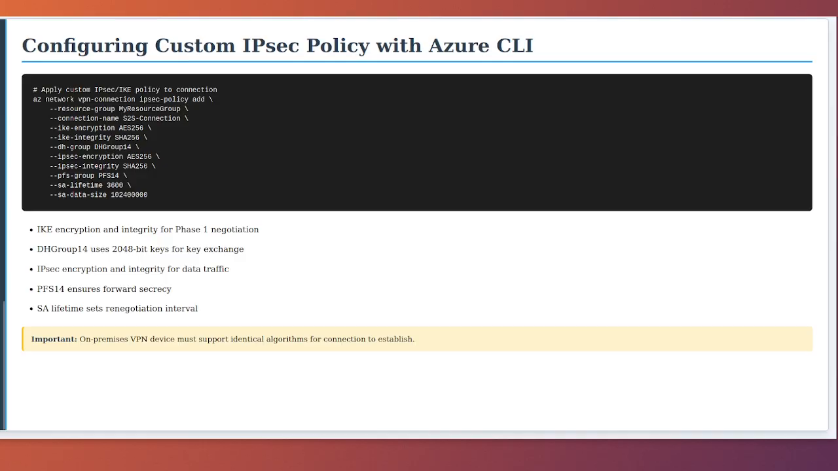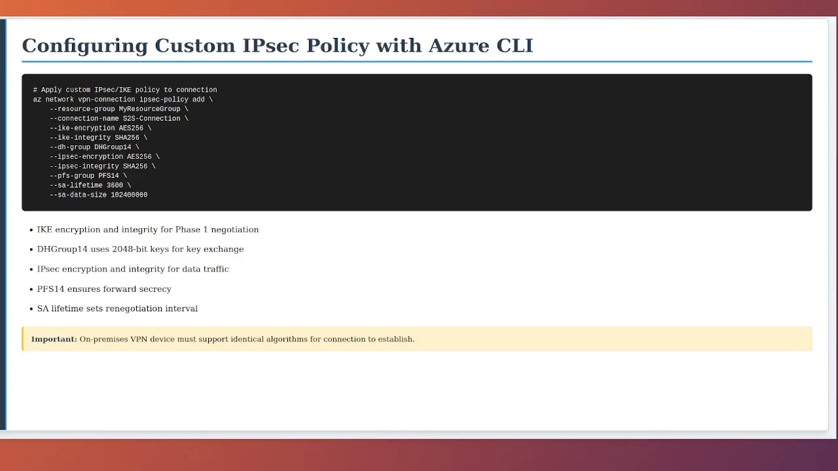After applying this custom policy, you must configure your on-premises VPN device with identical parameters. The device must support AES-256, SHA-256, DH Group 14, and PFS-14 for the connection to establish successfully. If the algorithms do not match, the IKE negotiation will fail, and the VPN tunnel will not establish. Most modern VPN devices support these algorithms, but you should verify your device's capabilities before configuring custom policies.